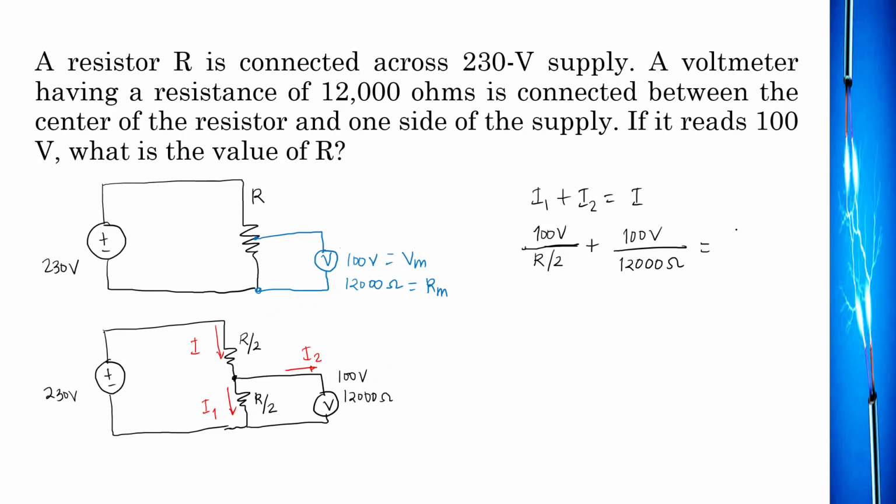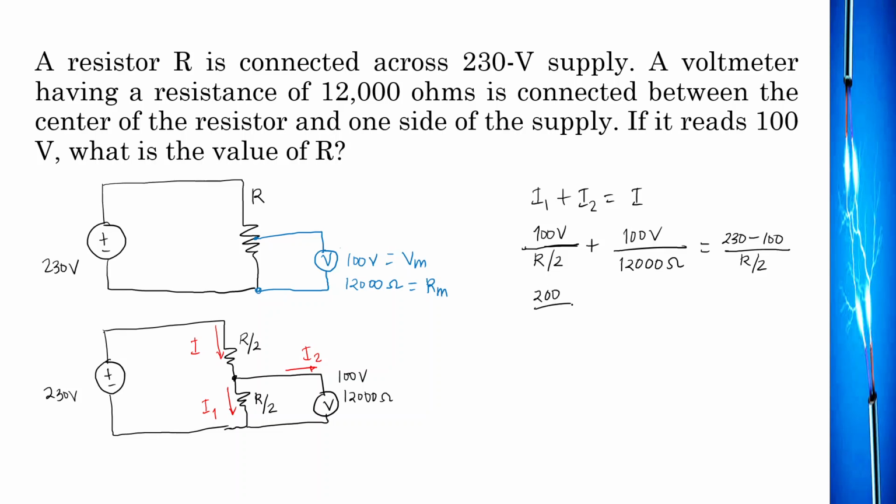Tapos dito naman sa may I, yung total current, pwede siguro 230 over R. Kaso, since nahati siya, ang pwede kong gawin, ganito na lang. So, 230 minus 100 over R over 2. Ibig sabihin yung 230 minus 100 dahil according to the KVL, or according to the series circuit, kung 100 volts ito, at 230 volts yan, diba pag series, yung summation ng voltage will be equivalent to the total voltage. So, kung ito ay 100, so malamang ito 130 volts.